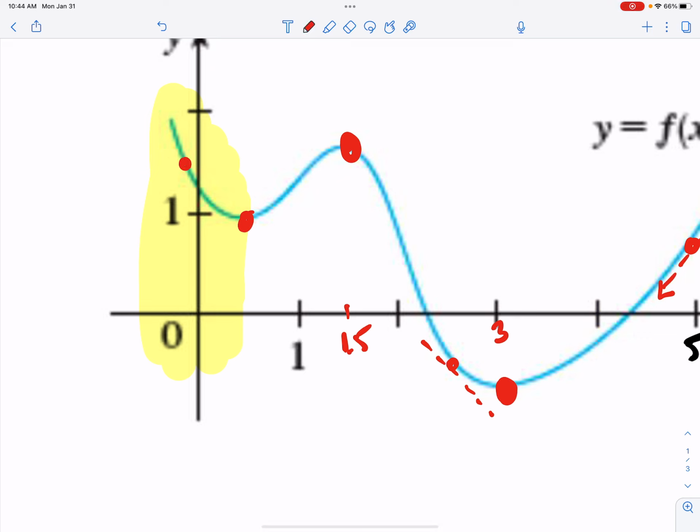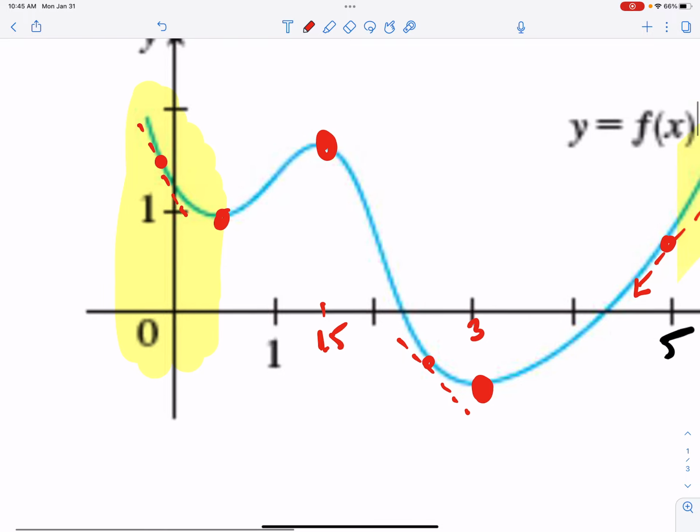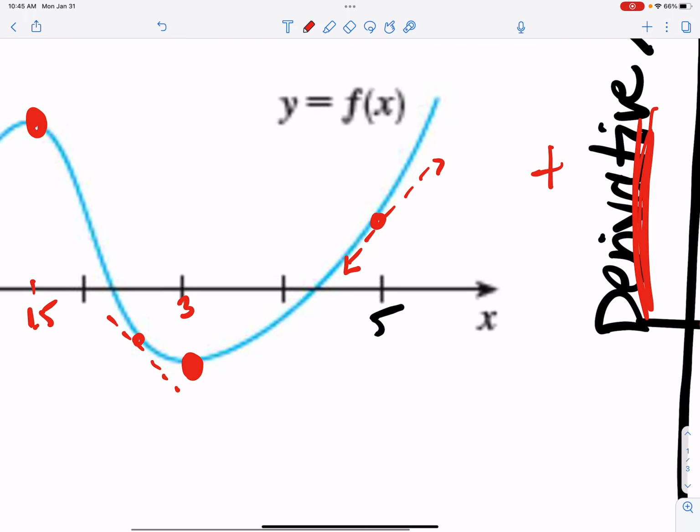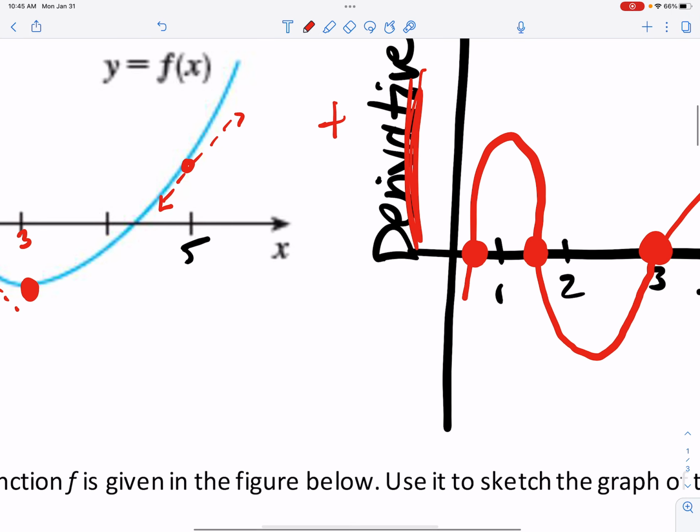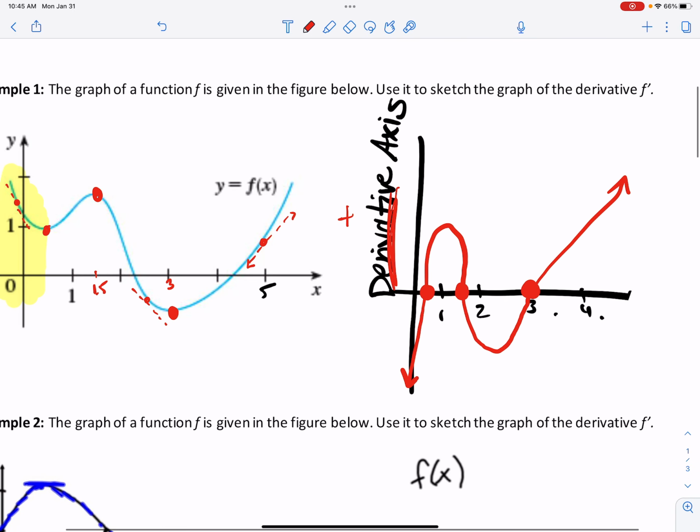Negative. Let's check. If I pick a point, I try to draw a tangent line. Yep, it does have a negative slope. It's going in the downwards direction. So yeah, negative. Anything before the x value 0.5 should be negative, just underneath the x-axis. And there would be a graph of my derivative. Not the cleanest, but you get the point. It should just have the same general shape.